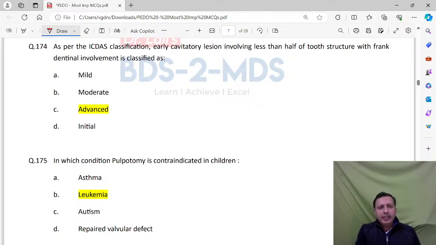Now, as per the IGDAS, that is the International Caries Detection and Assessment System classification, the early cavitation lesion involving less than half of the tooth structure with frank dentinal involvement is classified as mild, moderate, advanced, or initial. So if you go through the chart of the IGDAS, definitely you will find that if the lesion is involving the dentine, then it comes under the advanced type of lesion.